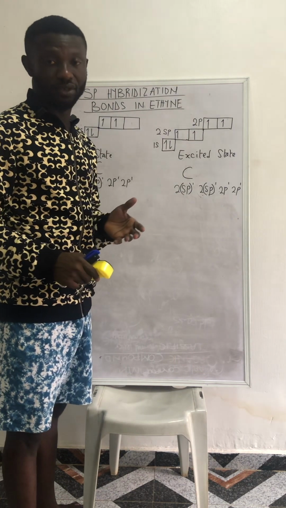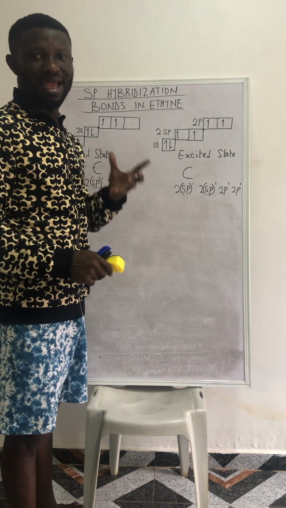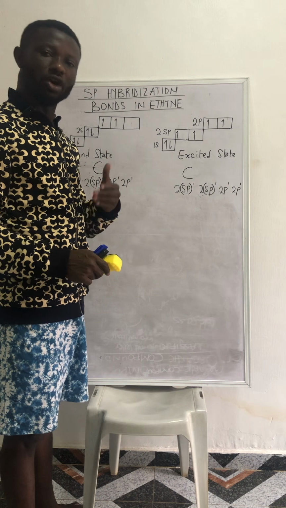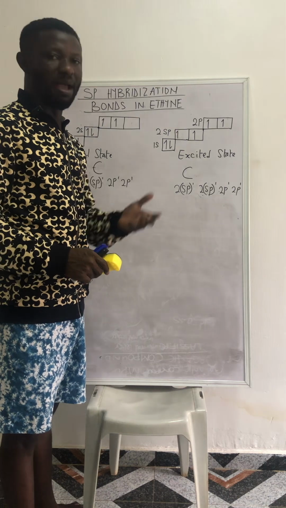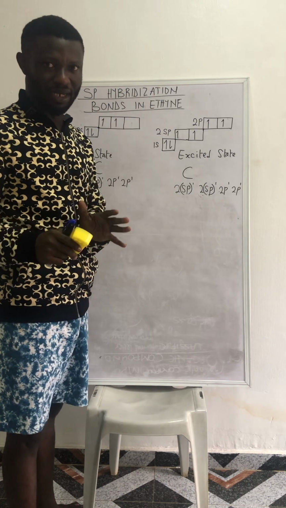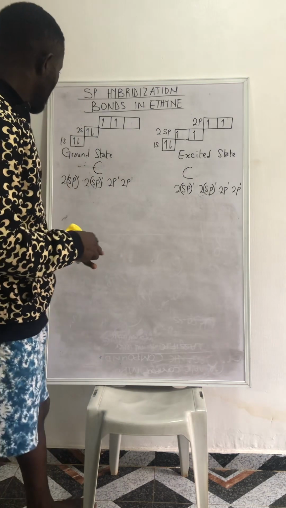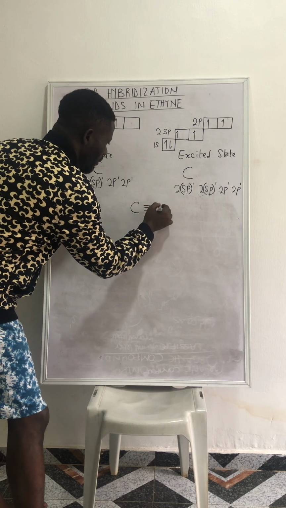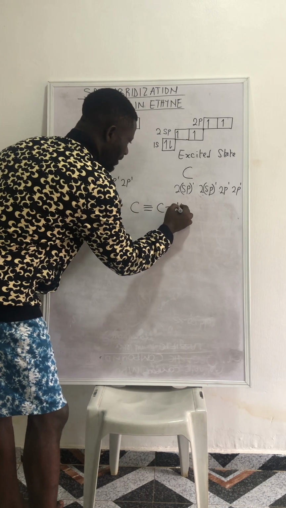In case you are confused, you need to look at my previous videos where I discussed sp3 hybridization and sp2 hybridization. You also need to find out the meaning of sigma bond and the meaning of pi bond in my previous videos. But in this video, I want to look at sp hybridization, and we are going to talk about bonds in ethyne. Ethyne has this structure. This is the structural formula of ethyne.